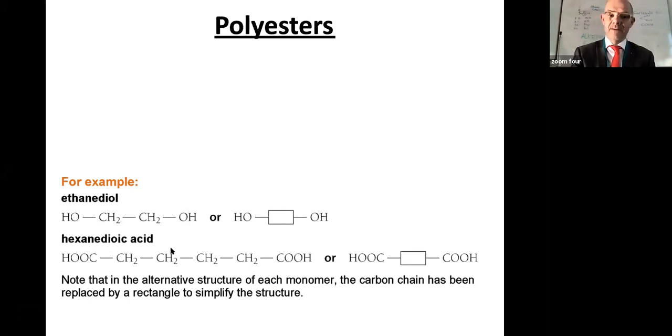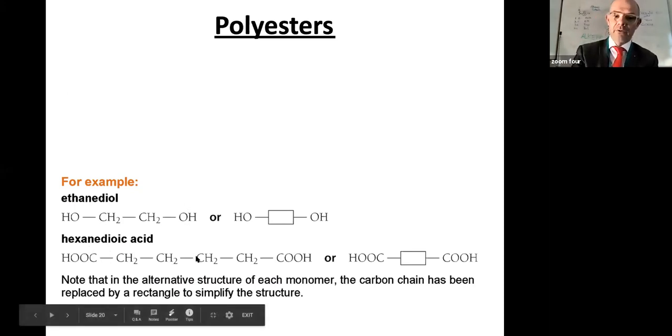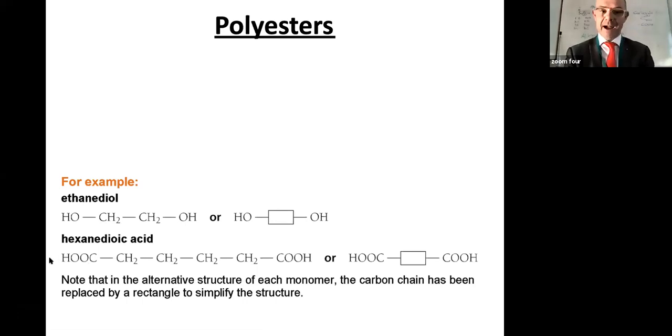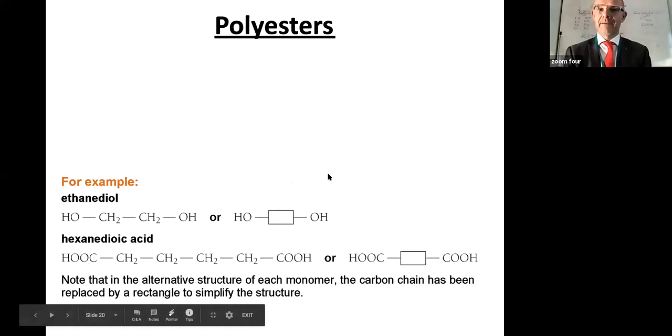Hexanedioic acid is hexane, 1, 2, 3, 4, 5, 6, but it's got a carboxylic acid group on both ends. And notice that we write it backwards if it's on the left-hand side, because we start at the middle and we go out like that. So that's, if you're feeling flash, you can look at dialcohols and diacids as well.